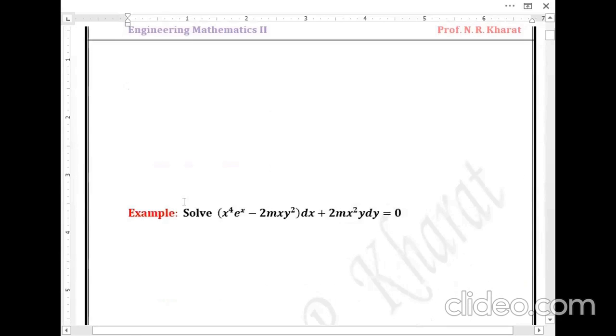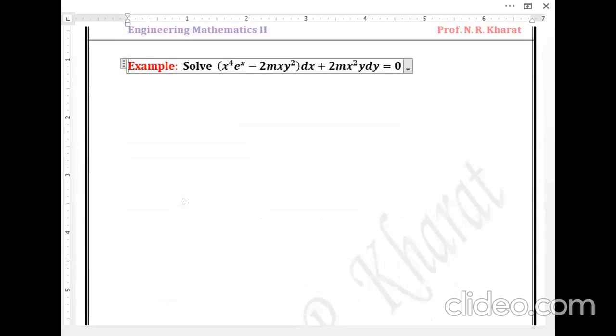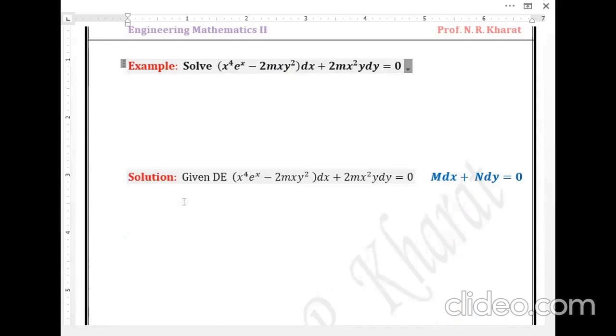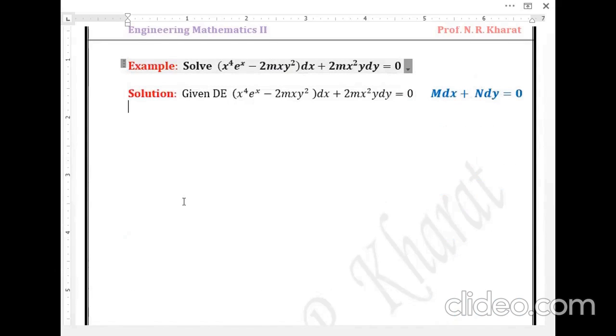Example number one: solve (x raised to 4 e raised to x minus 2mxy square) dx plus 2mx square y dy is equal to 0. So we have to find the solution of this differential equation. For that, we have to identify which particular rule is applicable. First we have to check whether my given differential equation is exact or not. For that, we require M and N, so the given differential equation is in the form M dx plus N dy.